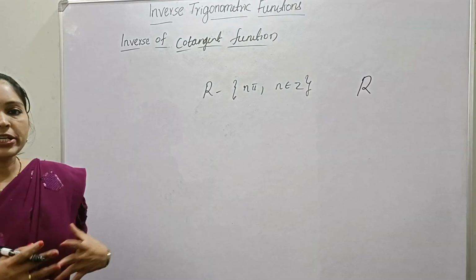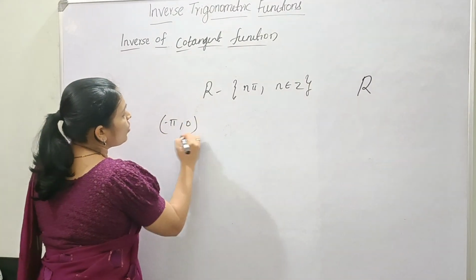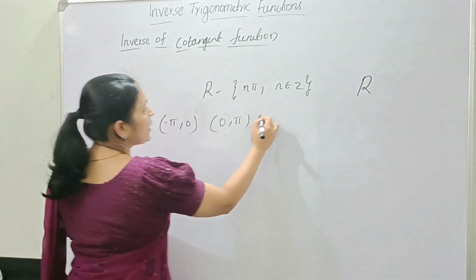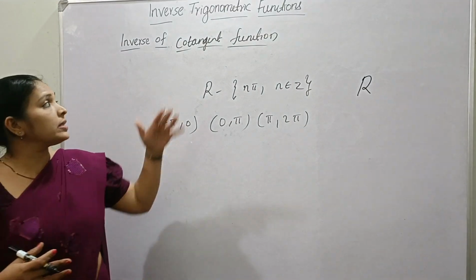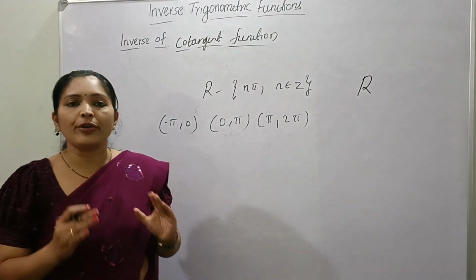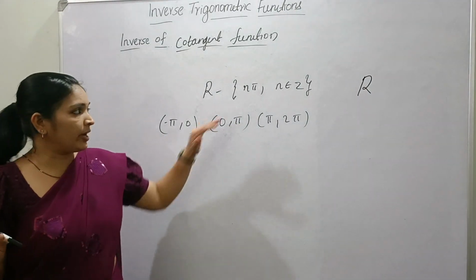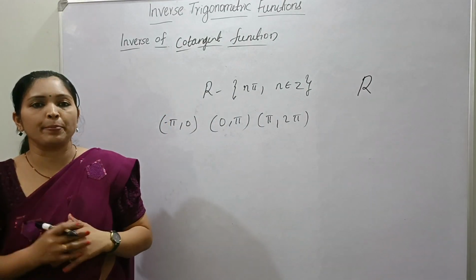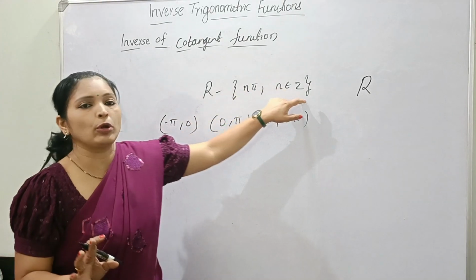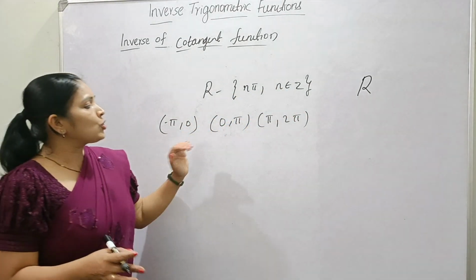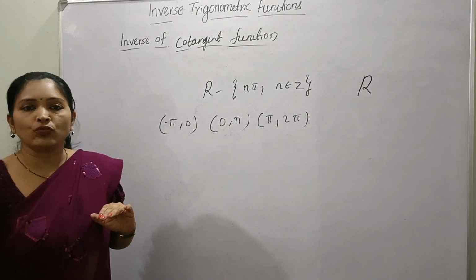So here also the cotangent function is not a one-one function, but in the intervals minus pi to 0, 0 to pi, pi to 2 pi, etc., the cotangent function is one-one and onto. See, it is an open interval. Here pi is not included. Why? Because we know that the domain is R minus n pi. 2 pi is not included, pi is not included, minus pi is also not included, because n belongs to Z, the set of integers. So in these intervals, the cotangent function is one-one and onto.